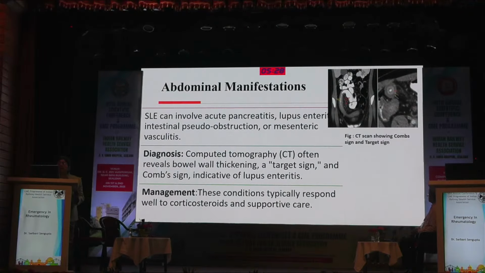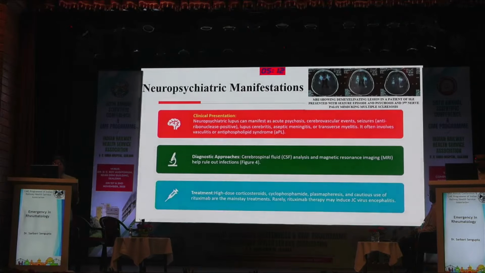Systemic lupus patients may also land in the emergency with acute abdomen. Most common are acute pancreatitis, and on CT scan you may also get a halo or target sign, which immediately points towards lupus enteritis. Now, neuropsychiatric manifestation is very important because it is often missed. Starting from acute psychosis, seizure, acute stroke, or septic meningitis-like presentation, they may come to the emergency and get admitted. On MRI or imaging, they may show demyelination, which may also mimic multiple sclerosis.